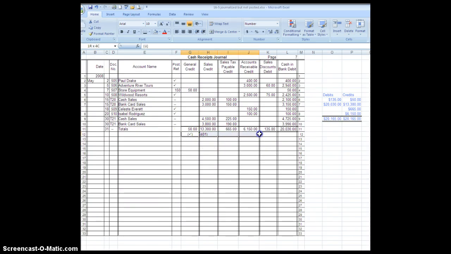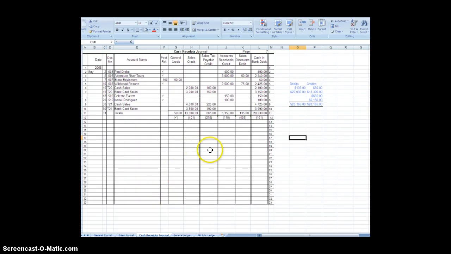Okay, now for some reason I am not centered. So what I want you to do is hit pause and go back and post each one of these totals in the general ledger. When you're finished with that, come back.